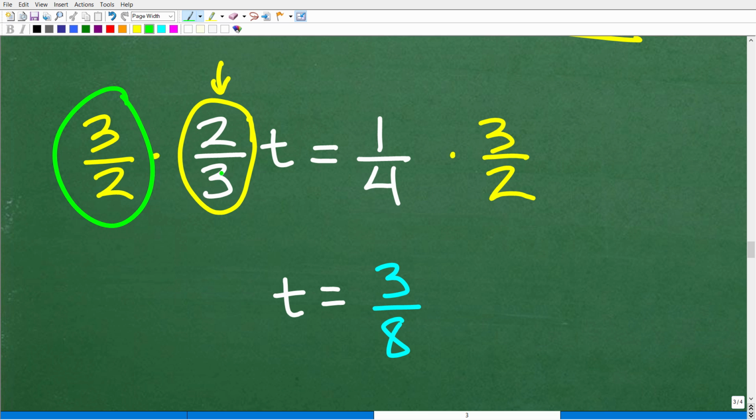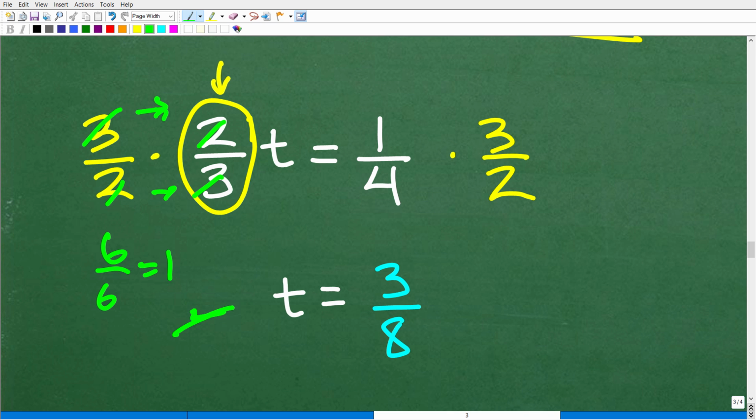This works every single time. So 2/3 times 3/2. Now, when you flip a fraction, that's called the reciprocal. So you're going to multiply this fraction by the reciprocal. And what are you going to get? 3 times 2 is 6 over 6. That is 1, or all this just cross cancels. You're going to get your 1t.